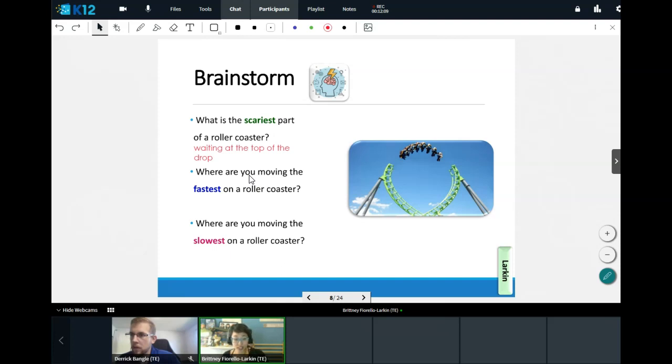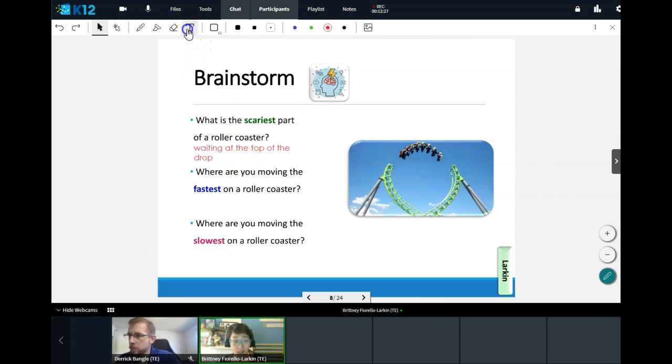Okay, so this is actually a common misconception. A lot of people will say that you're moving the fastest at the middle, but you're actually gaining speed as you go further and further down the hill. So that means, where are you actually going the fastest? As you move down the hill, think about it: you start off really slow and then you start to gain speed. Where are you actually going the fastest?